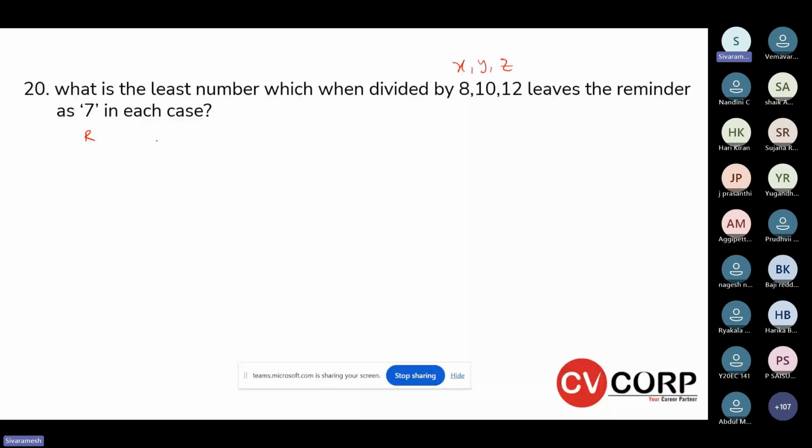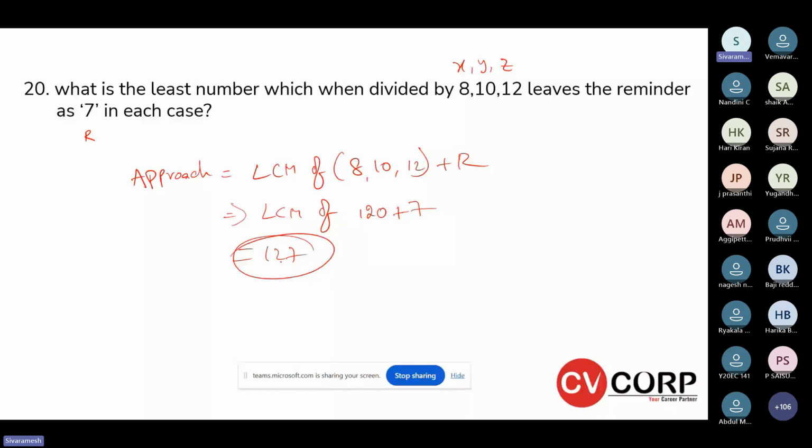The approach you should follow is LCM of 8, 10, 12 plus the remainder. We discussed these 6 applications so many times in the class, so I'm just giving the direct approach. What is the LCM of 10, 12 and 8? The highest number is 12, and all numbers should divide it. 12 times 5 is 60, 12 times 10 is 120. So the LCM is 120, plus 7. The final answer is 127. 127 is the least number.